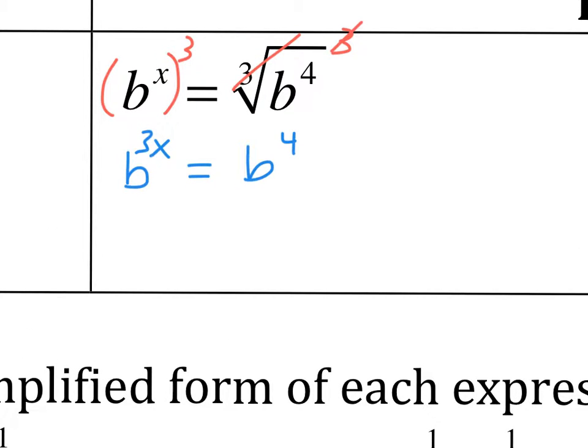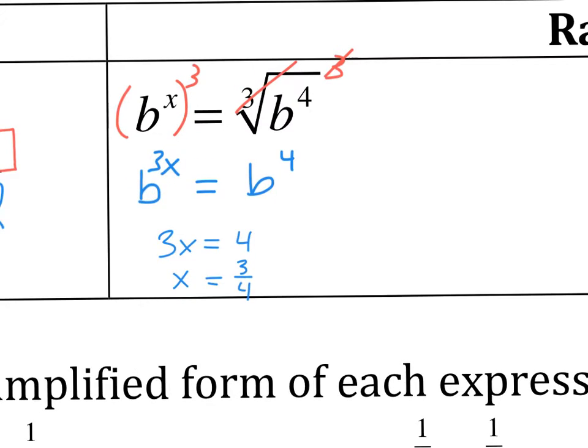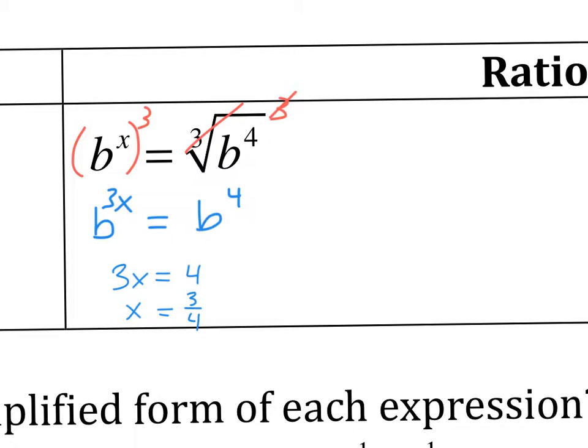Now notice that I can effectively ignore the b's because they're the same bases. So all I have to do is look at those two exponents. Those two should be the same. So that means 3x is equal to 4. So x equals 4/3. Let me go ahead and rewrite that up here. If x is 4/3, that's this x right there. That means my original situation is b to the 4/3. So the cube root of b to the 4th is the same thing as saying b to the 4/3.